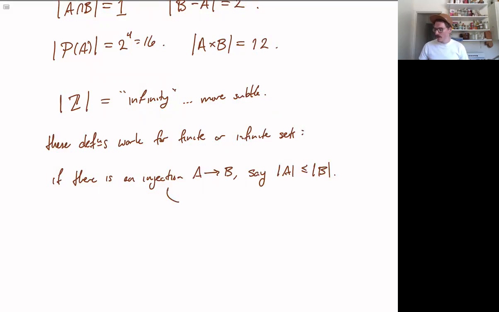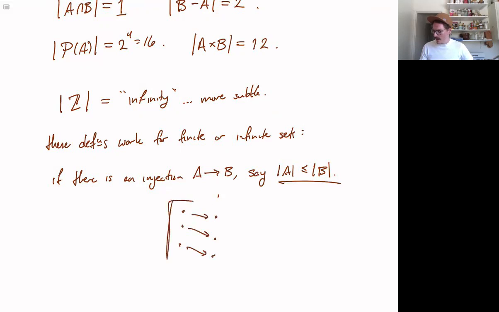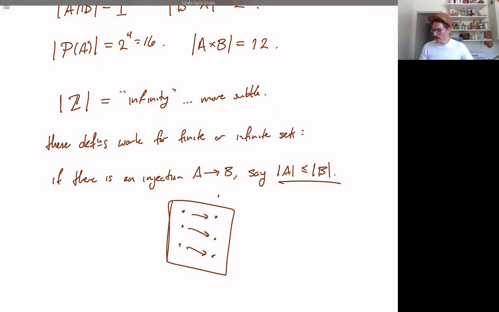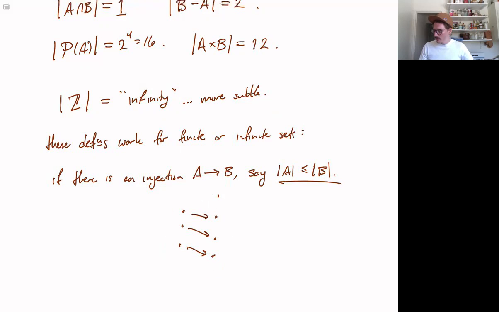So this is a nice intuitive way of saying that A is at most as big as B, because you can write a function that realizes A as looking just like a subset of B, right? You might have extra things here, but at least this thing is no bigger than this thing. Okay.